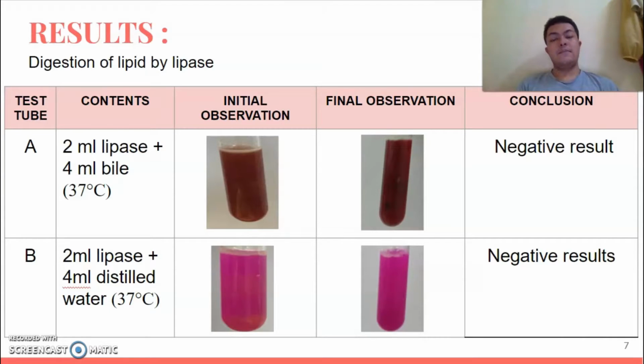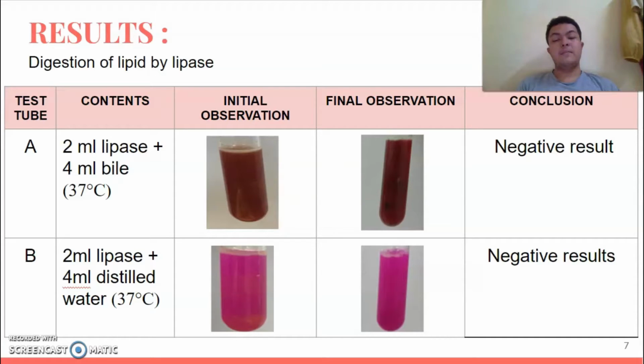In the digestion of lipid by lipase experiment, we use 4 test tubes and observe the initial and final observation after an hour. Test tube A has 2 ml of lipase and 4 ml of bile and is placed at 37 degrees Celsius. It showed no changes, thus making a negative result.